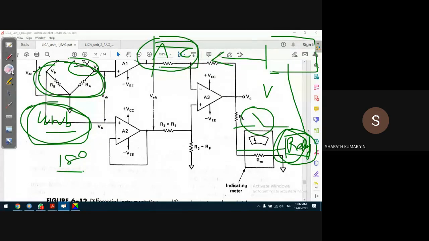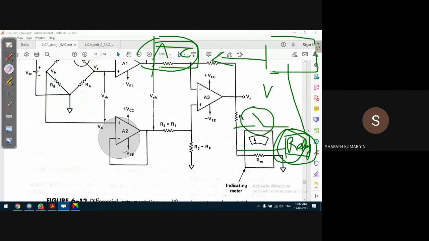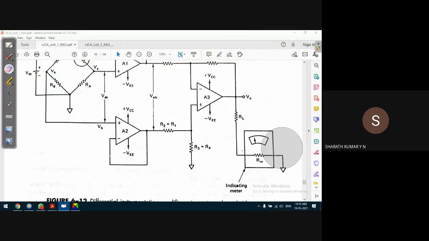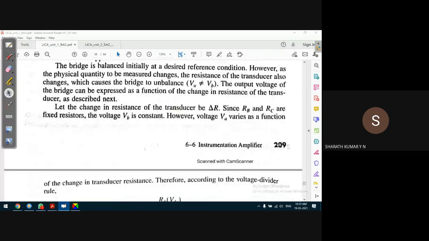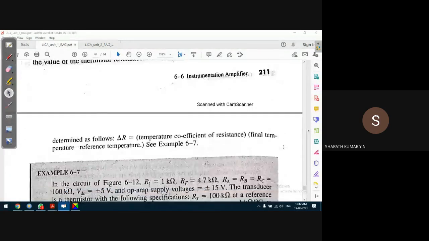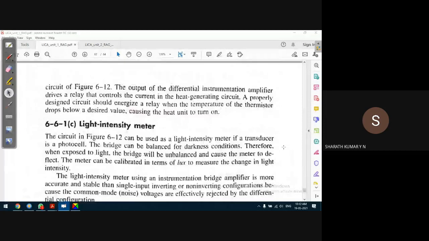controlled. So that means this instrumentation amplifier is not only used to measure or indicate, it is also used to control, but of course using additional components like, for example, a relay. So there is the temperature controller.